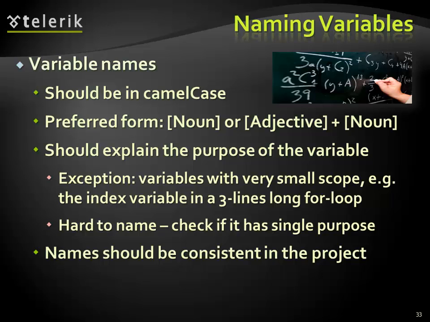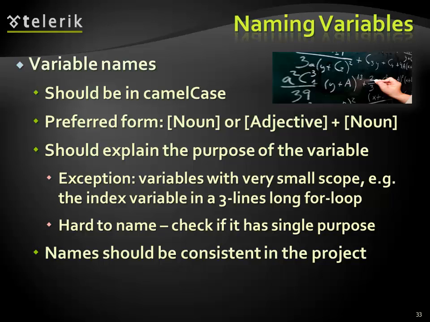And if you can't find a good name for a variable, you should consider: does it actually have a single purpose, or is it fulfilling more than one purpose? And in such a case, you should define as many variables as you need, so they actually have a single purpose.